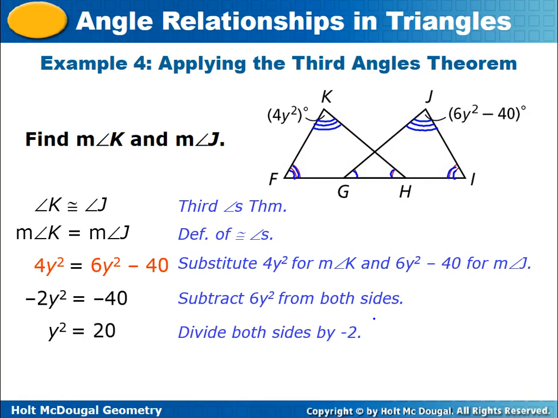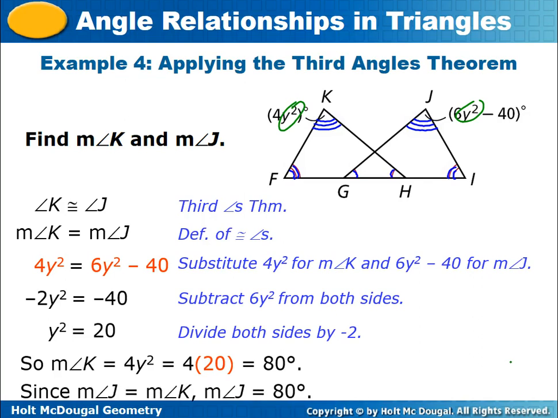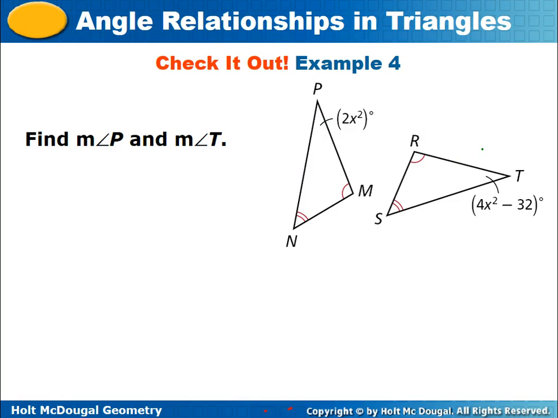Now I could take the square root of this, but there's no reason to. And the reason I say that is notice up here in the problem that y squared's right there and y squared's right there. So I can just sub that y squared back in there. So that's exactly what I'm going to do. And it's asking us for both K and J. So again, when I do 4 times 20, that's 80. And I could also do it here, 6 times 20, that would be 120 minus 40 is also 80. Okay, so go ahead and do this last one and then come back to me when you're done.